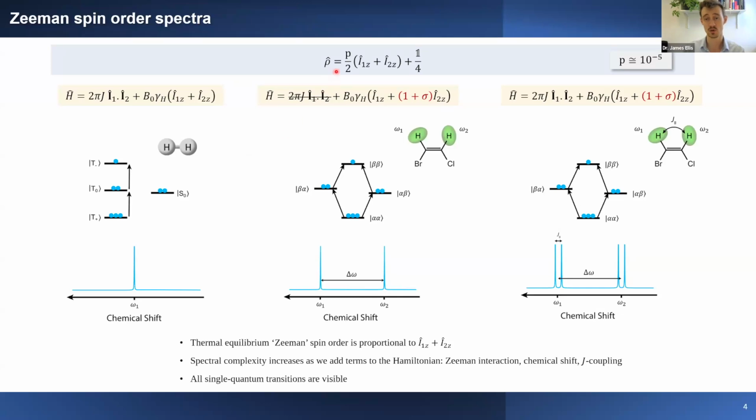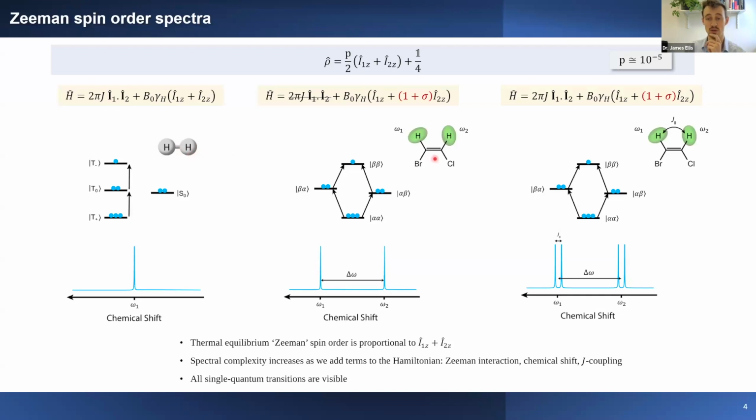Okay, so our initial density operator in that case corresponds to a term like this, where we have these IZ operators and this value P, which is some very small number because our polarization is incredibly low in this case if the spins are polarized in a magnetic field.